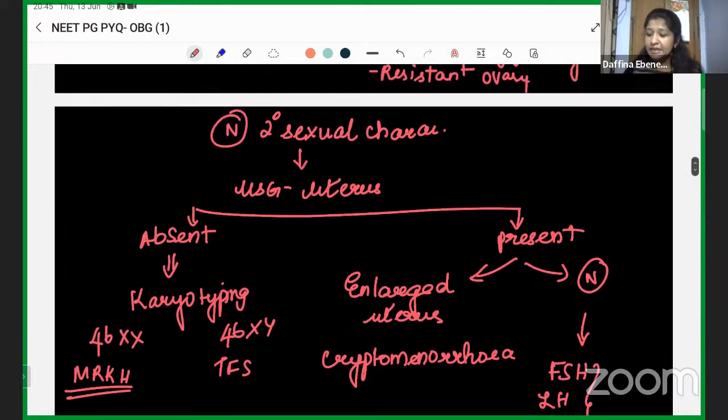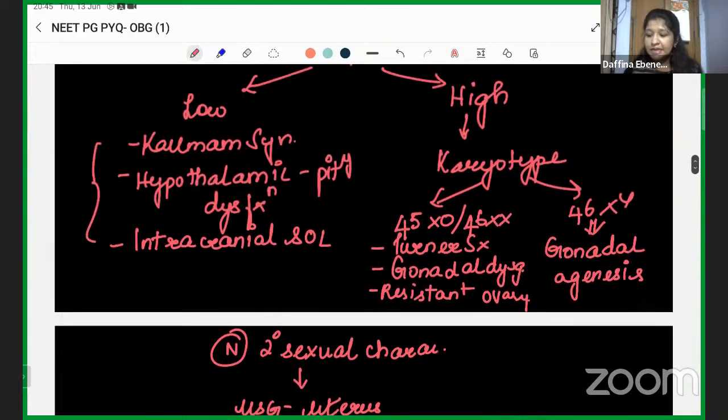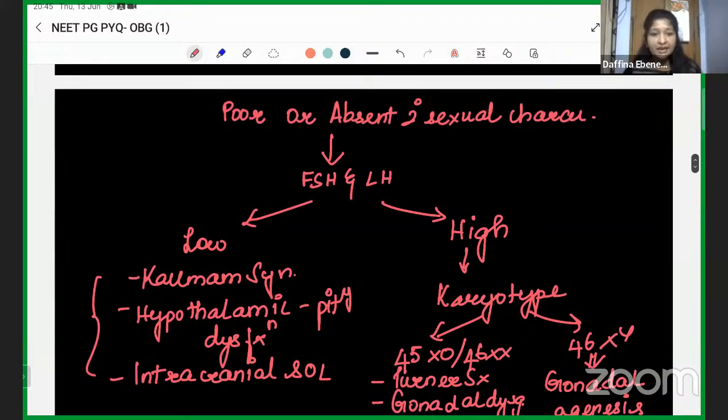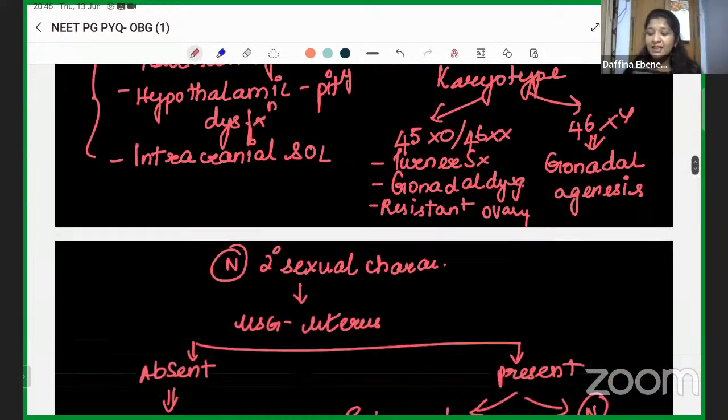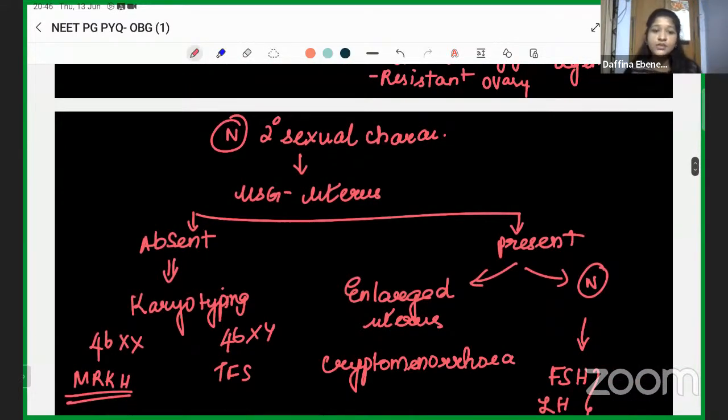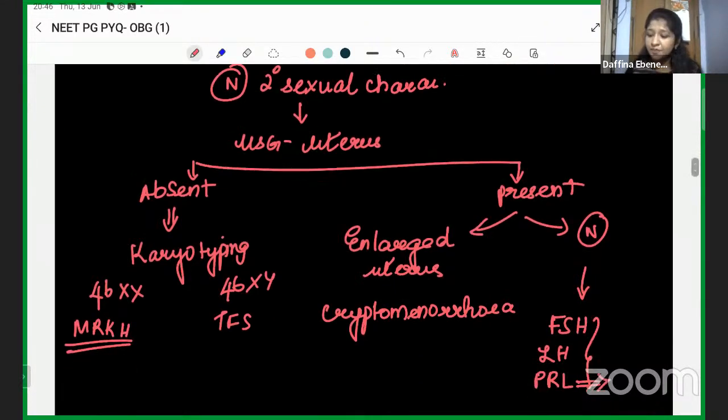So this is where secondary sexual characteristics are present. Where secondary sexual characteristics are absent, you directly go to the FSH and LH levels, and depending on that, you come to a conclusion. On the other hand, if there are normal secondary sexual characteristics, you take a look at the ultrasound, whether the uterus and vagina are normal. If the uterus is absent, it could be either MRKH syndrome or testicular feminizing syndrome, which you differentiate based on karyotyping. If the uterus is present, whether normal or abnormal, if it is normal, you will do the hormone assays, and depending on them you will come to a diagnosis.